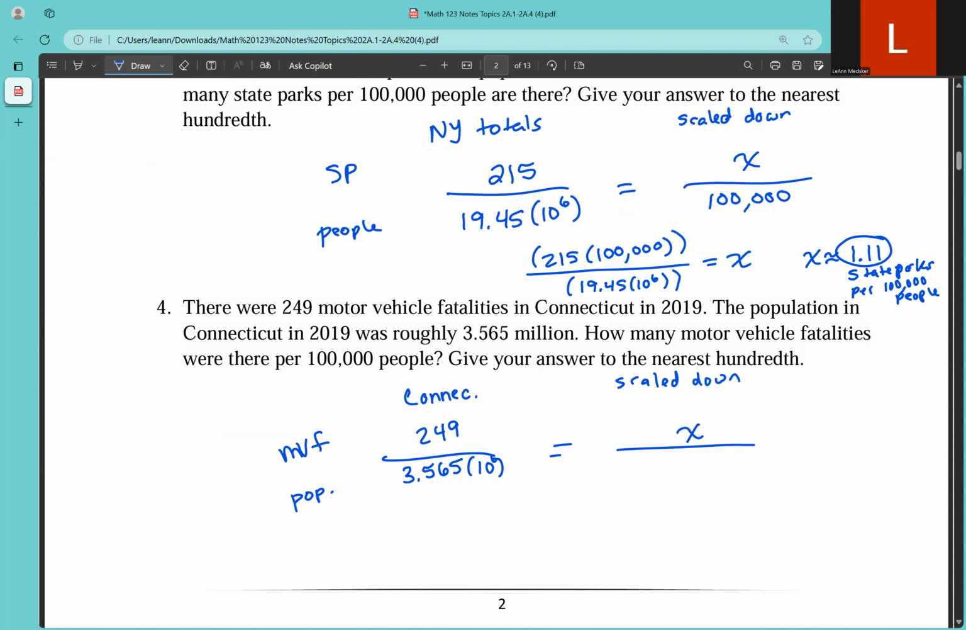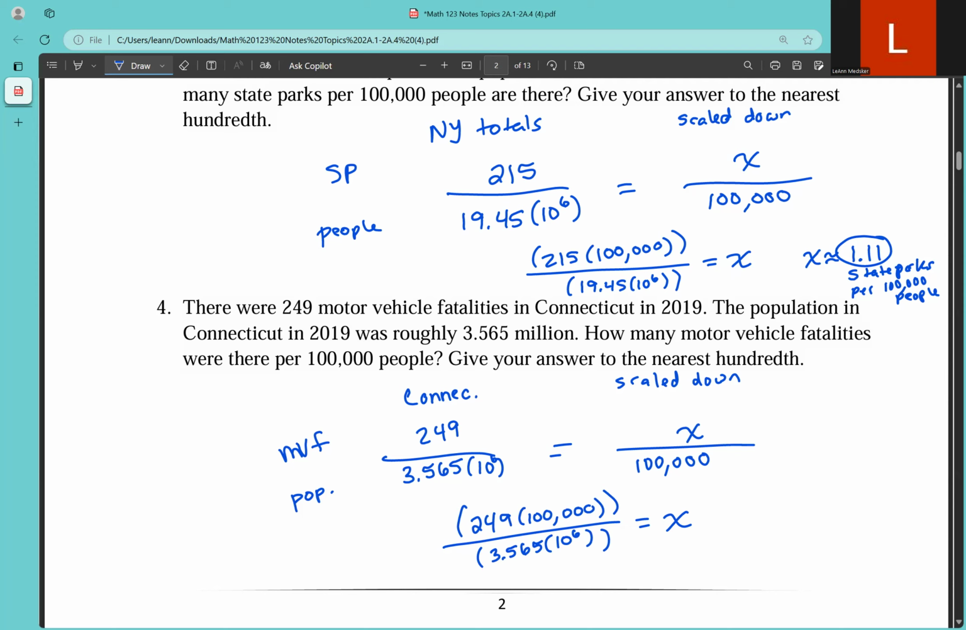We don't know how many fatalities there would be if a city only had, say, 100,000 people in Connecticut. So we're kind of averaging it out to see what that's going to be. So this is 249 times the 100,000. We're scaling it down from a big population to a smaller one proportionally. And then we're going to be dividing by the one that's across from the x. That's the scientific notation part. Put this whole top in parentheses too, just so you don't have any confusion on your calculator.